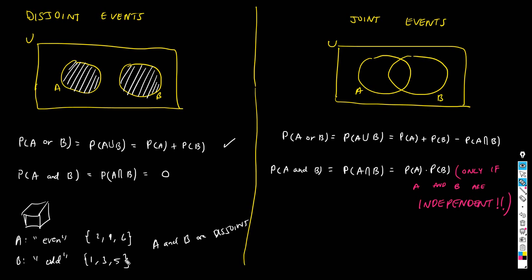It's impossible, you see? And that's the same for any events that are disjoint. If they are disjoint, then the probability of one and the other happening at the same time is 0 automatically. We don't have to discuss anything. If you know that two events are disjoint, then the probability of the first one and the second one happening at the same time is 0. It's an impossibility.